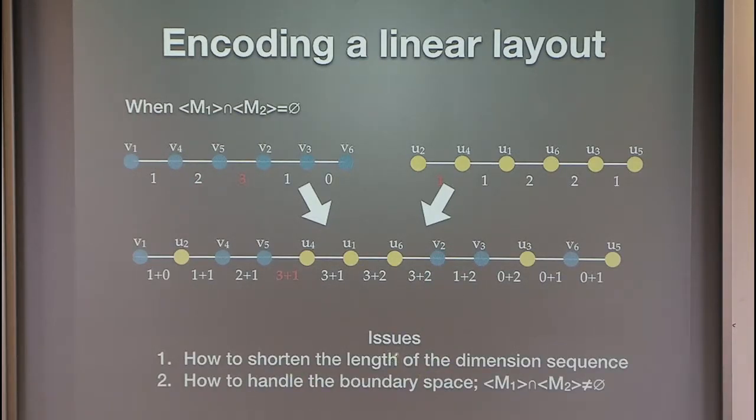Of course, there are too many and they are too long. How do we make it compact? Another thing is that we didn't consider the case where the subspaces spanned by M1 and M2 have non-empty intersection. And this is what we want to handle.